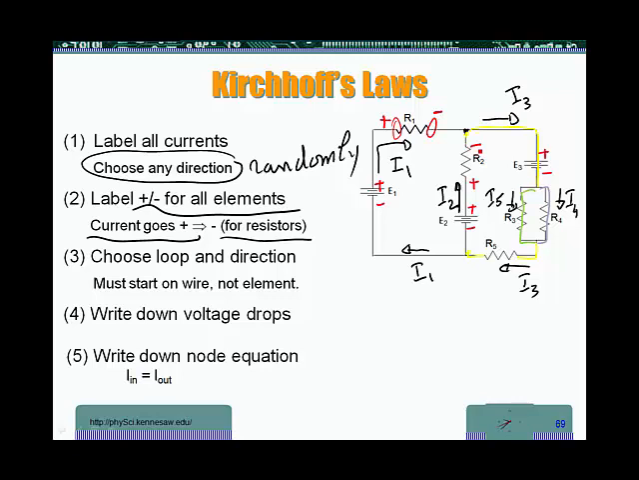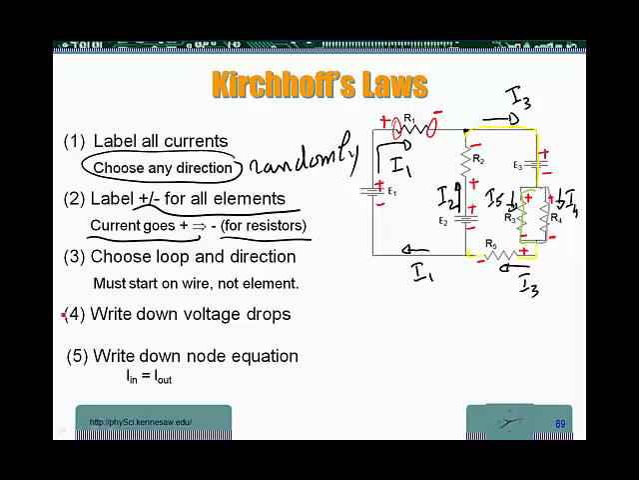Let's look at R5. Current is coming in from the right, so the right side is plus, the left side is minus. For R3, the current is coming down from the top, so the top is plus, the bottom is minus. Same thing for R4, top is plus, bottom is minus. That's the way we should label them.